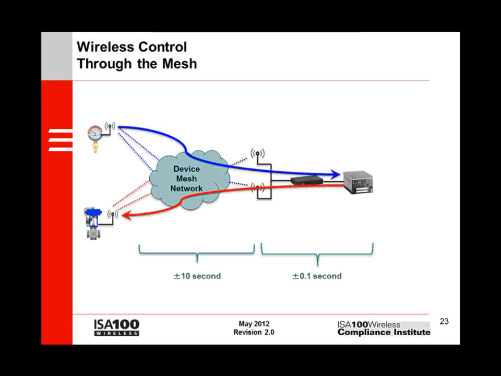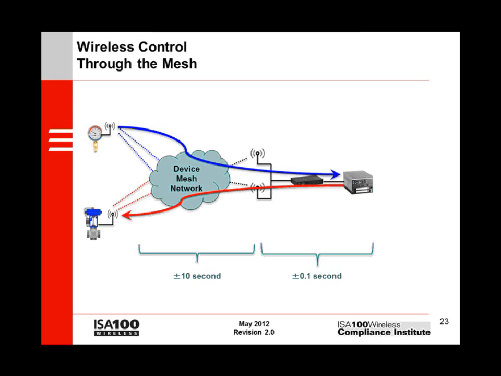There are good reasons to avoid transmitting control data frequently through a battery-powered mesh network. Energy consumption is typically the most important restriction. Devices on the mesh need to sleep most of the time to conserve their batteries. For that reason, we show performance on the device mesh being in the range of 10 seconds, mostly due to the need to preserve battery power in the routing devices.